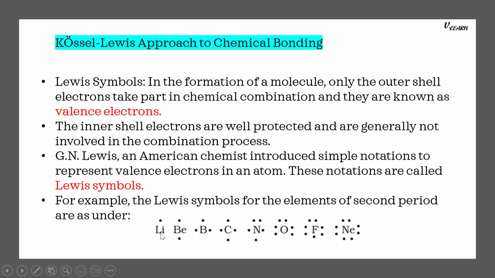Okay, the symbol and the dots represent valence electrons. So neon is a noble gas, isn't it? See, it has 8 electrons. If it is 8, it means it is an octet, it has an octet electronic configuration, and it is very stable.